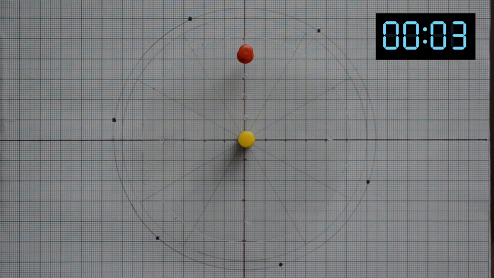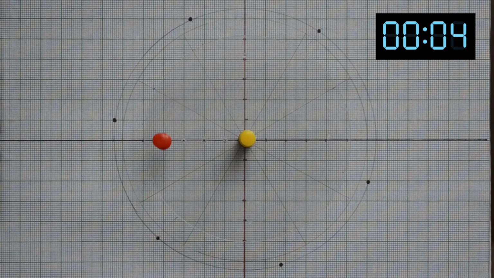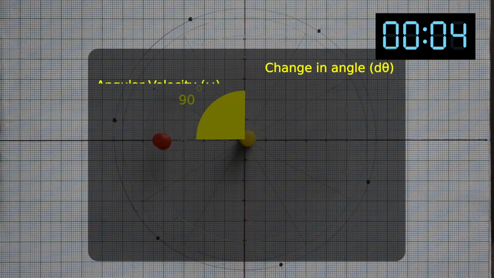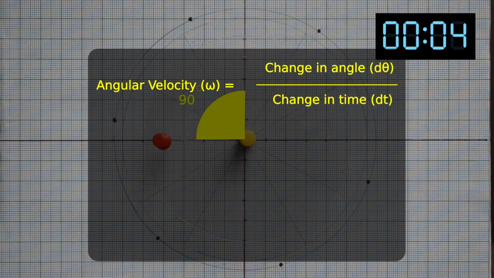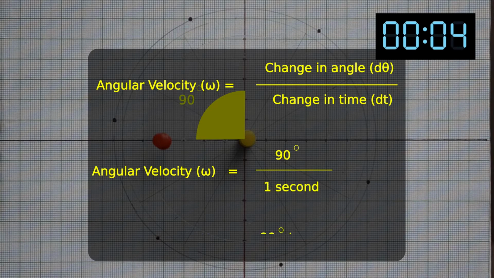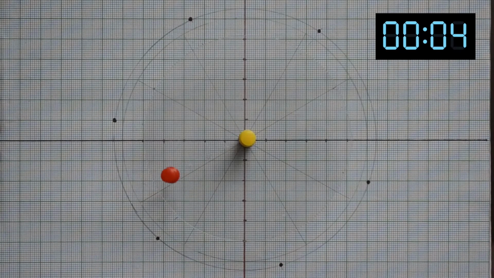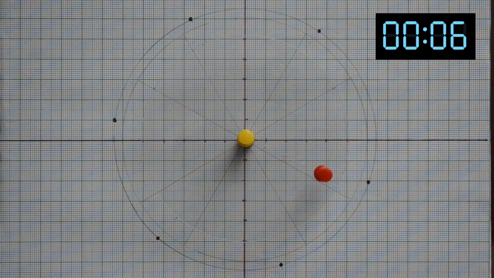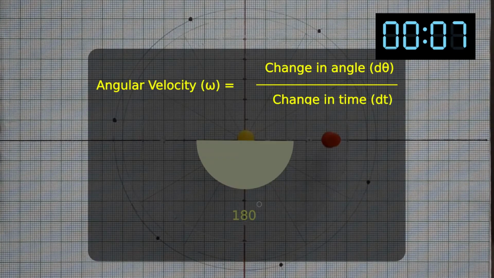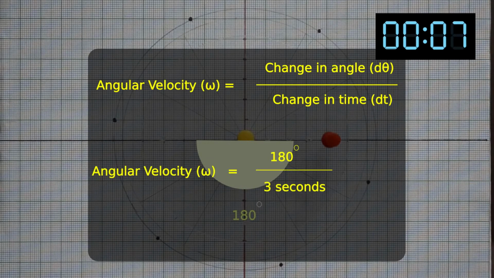Pushpin moves from 90 degrees to 180 degrees in 1 second. Change in angle for this segment is 90 degrees and time taken delta t is 1 second. Angular velocity for this part of the rotation is 90 degrees per second. Pushpin covers another 180 degrees in 3 seconds. For this part, its angular velocity is 180 degrees divided by 3, that is 60 degrees per second.